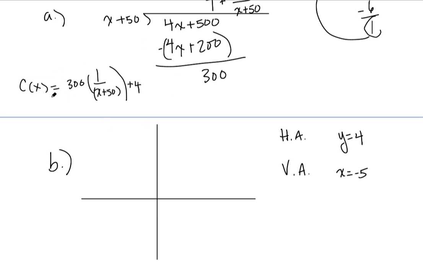So x equals negative 50 is the vertical asymptote. Now this 300 is stretching the graph incredibly. It's a huge stretch. So what I'm going to do is first just place the vertical asymptote in there, and then the horizontal asymptote. The vertical asymptote will be back here at negative 50, so I'll put that there.